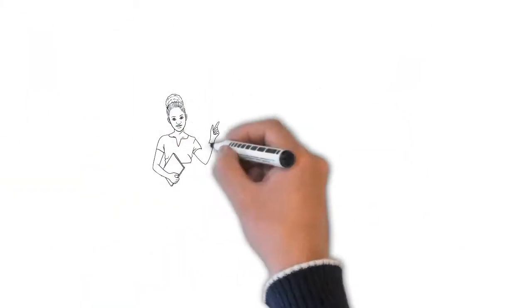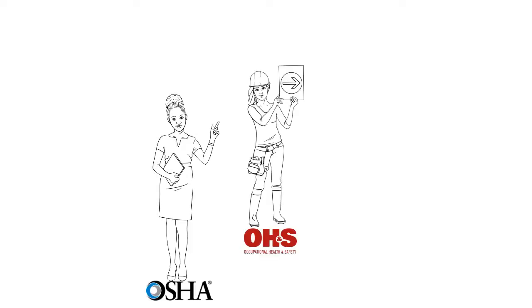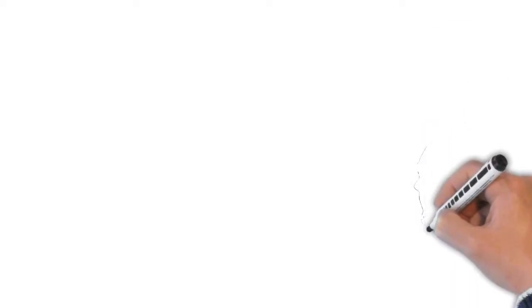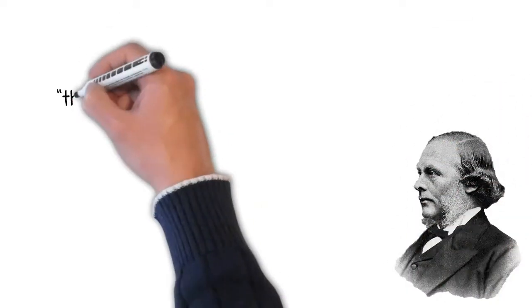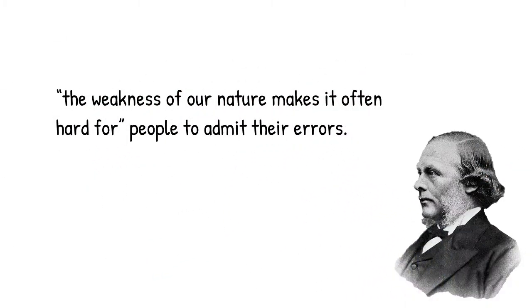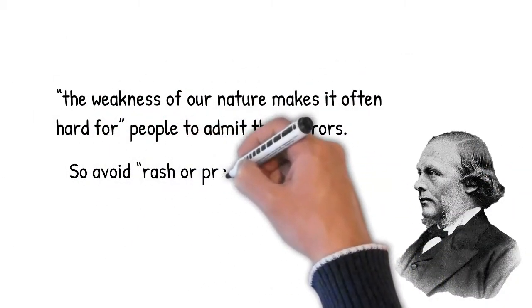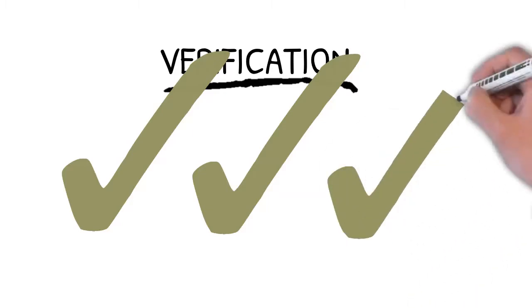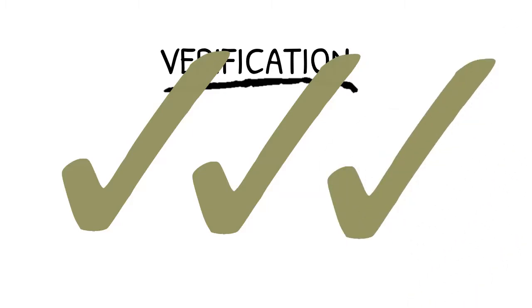Can you see how easily misinformation and confusion can spread? Everyone assumes that everyone else has verified the numbers, so nobody checks them. And as the great scientist Joseph Lister wrote, the weakness of our nature makes it often hard for people to admit their errors, which is another good reason to avoid rash or premature publication. Bottom line, check, double check, and triple check your work, especially if it's important.